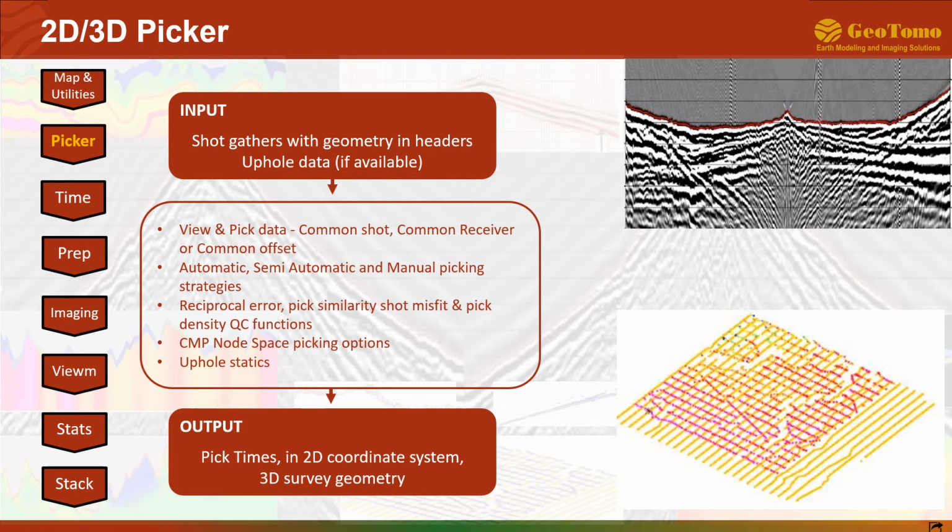QC functions include reciprocal area, pick density, and shot misfit. For 3D surveys, users may pick in CMP node space, on nodes, supernodes, or line subsets, whereby all traces within a specified CMP radius are output into a specified grid.